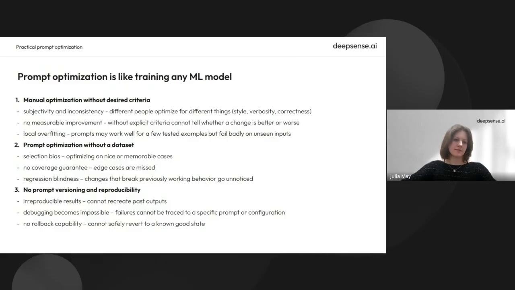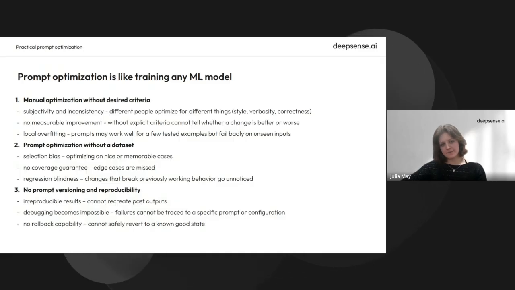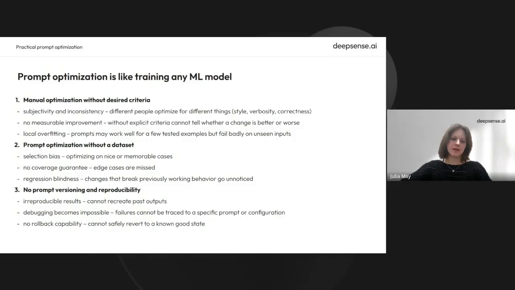The second problem that might occur is prompt optimization without a data set, and it might result in selection bias. So we're optimizing only for those few nice cases that we've created, but there are also some edge cases that we just miss. So it's the second point, that we have no coverage guarantee and we can miss edge cases. And also there's the regression blindness issue. So the changes that break previously working behavior can go unnoticed because we don't have a data set. So we see that, okay, we fixed something, but we don't know that something else got broken. So it's hard to track it.